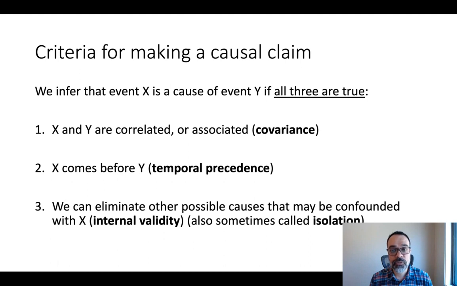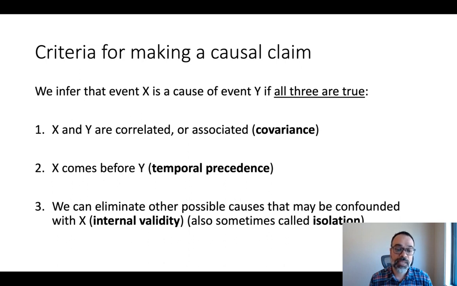So we would infer that an event X is a cause of an event Y if all three of these things are true. One is that in our data, there's an association between X and Y. The second is that the event X happened before the event Y.